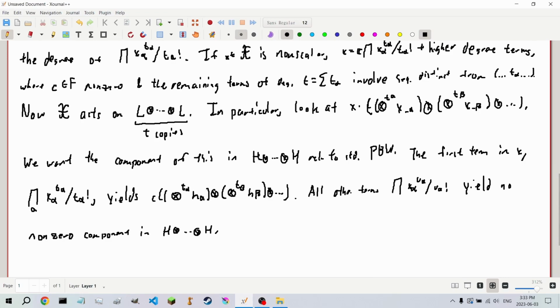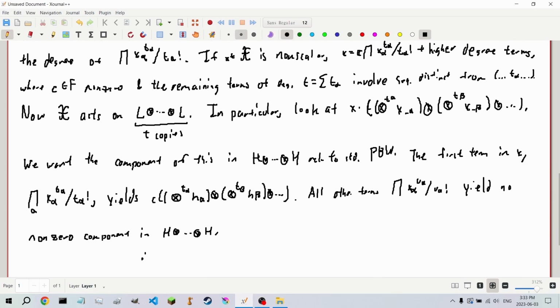Now, by our previous corollary, X preserves the tensor of T copies of L of Z.